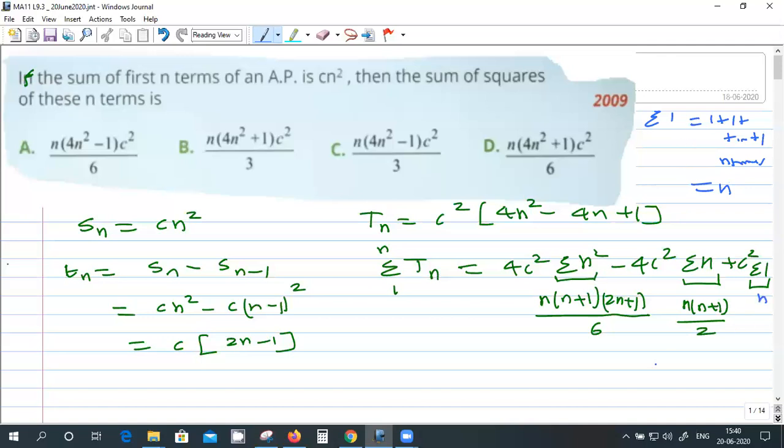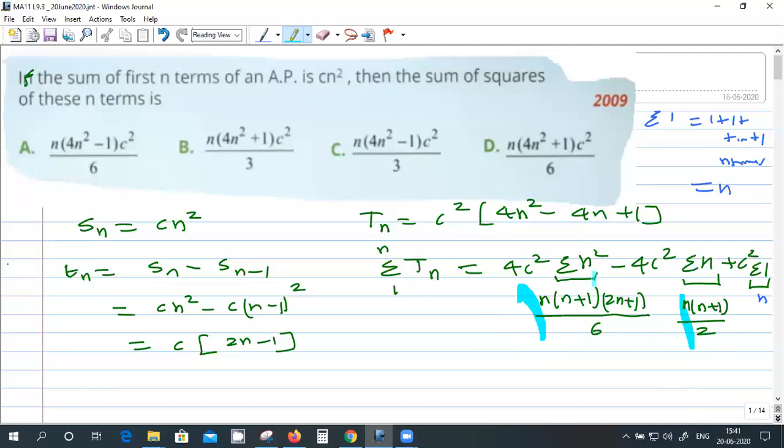So put all these things and simplify, and you get one of the options. C square is matching everywhere, so C square is not a problem. You just have to manipulate these n's. The method is clear, no? You have to get the general term, the nth term, and then you have to put the sigma summation sign. And you have to remember the summation of n and the summation of n square. These two results you have to remember.